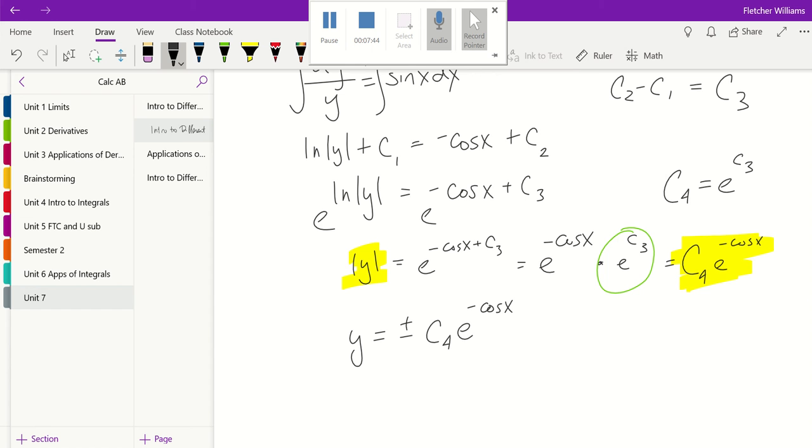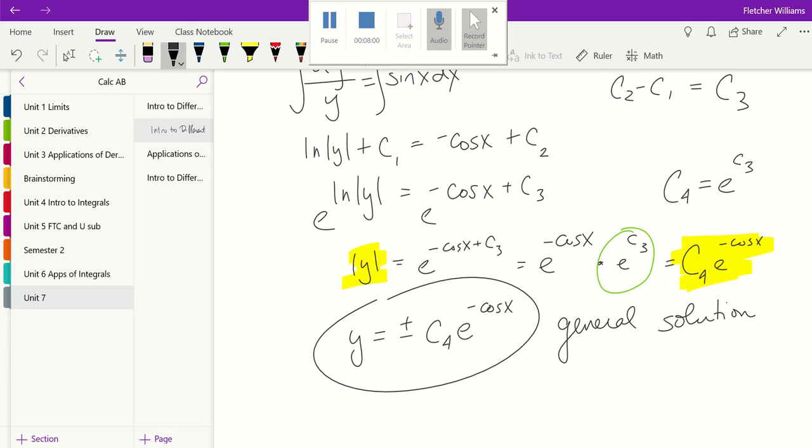In order to really get the exact solution, this is what's called the general solution. So this is the general solution. If you wanted the particular solution, you would need to know some point on the curve. You need to know an initial value. And then you could plug in for x, plug in for y, and solve for c, and you'd have your solution. So that would be our general solution.